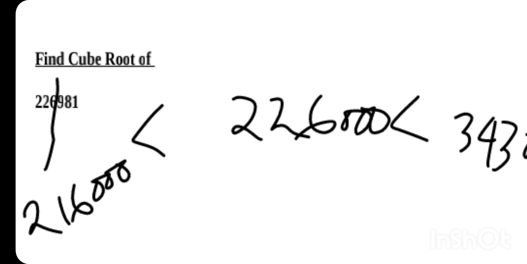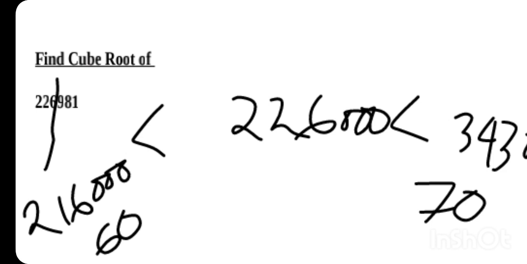Now let's find. 343 is the cube of 7. That means 343,000 is the cube of 70. And 216 is the cube of 6, and the whole number is the cube of 60. Clearly the given number lies between 60 and 70. Then it must be 61.